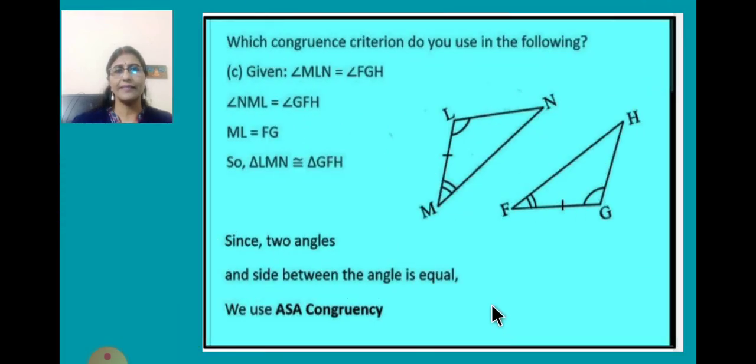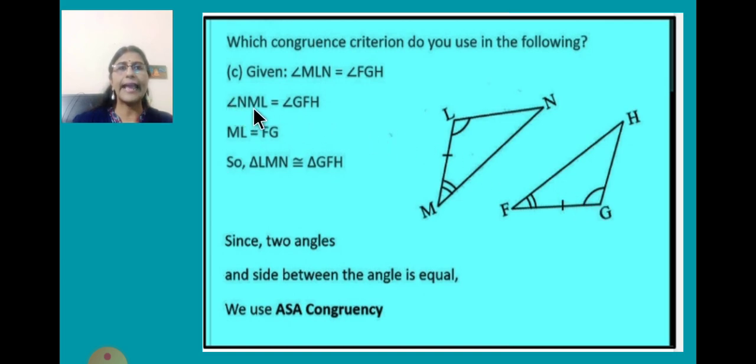Now B part I will give for homework. So let us do C part of the same question. Which congruence criterion do you use in the following? Now you see the figure, and this is given in the question. Given angle MLN is equal to angle FGH. That means here this is FGH and this is MLN. That means this angle is equal to this angle.